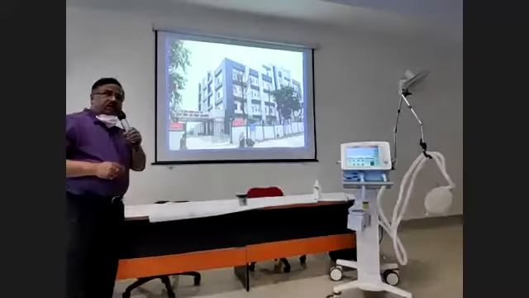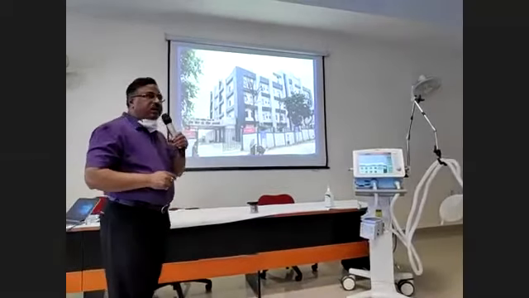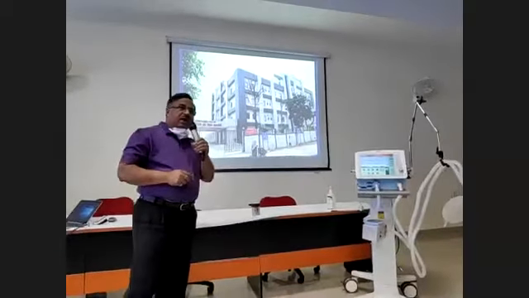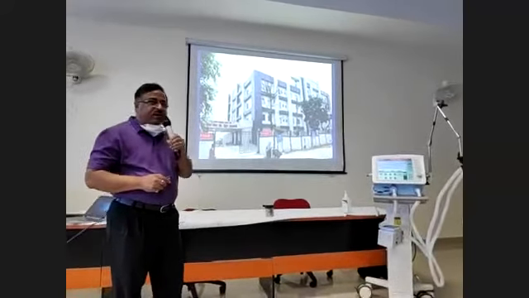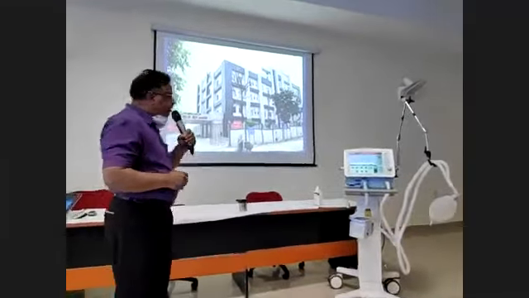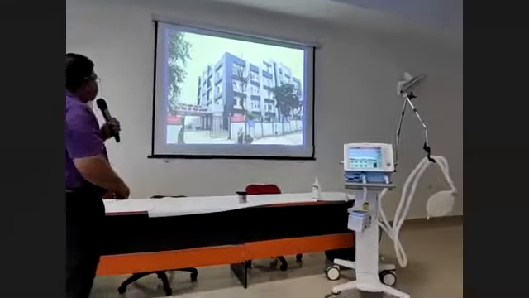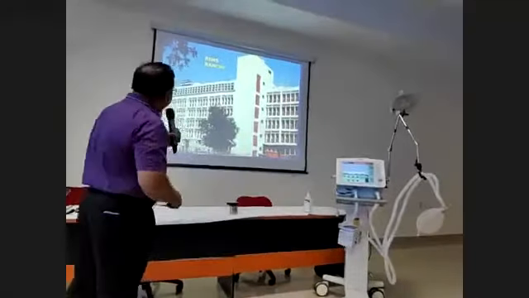This is the trauma center and the unit where I am working. I have a team of 26 consultants along with senior residents and junior residents, and they are running almost 100 units in this institution. And this is the building in Ranchi.